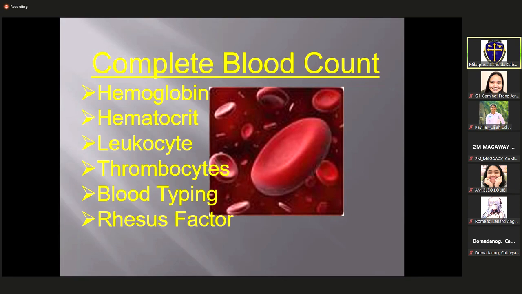So the first injection of RhoGAM is given at 28 weeks gestation. The second would be after 72 hours, no? After delivery. 72 hours after delivery. After delivery, excuse me. All right. So, the next one here.